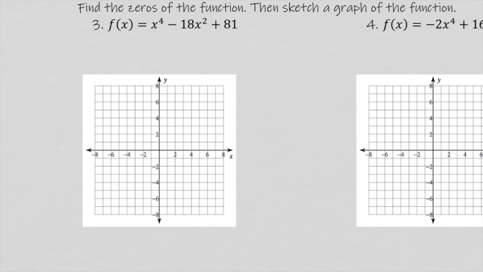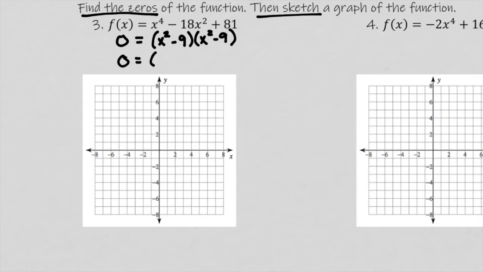All right, so our first one, number 3, we want to find the zeros, and then we're going to sketch the graph. So let's factor our polynomial. And I can take the square root of x to the 4th and get x squared. And square root of 81, and I get 9. And there was a minus in there, so they have to add up to negative 18. So negative 9, negative 9.